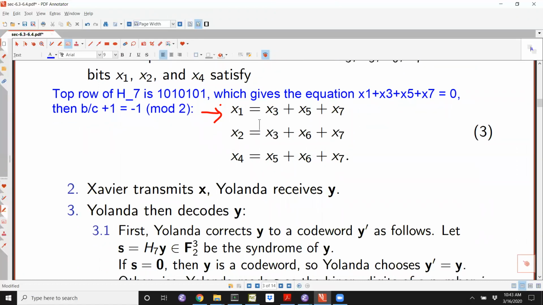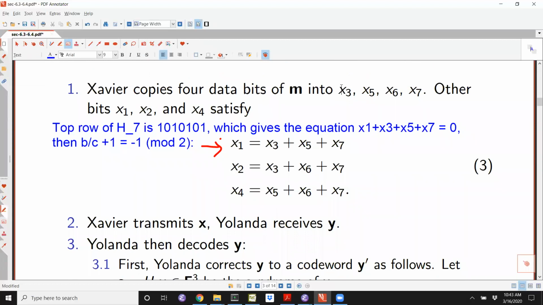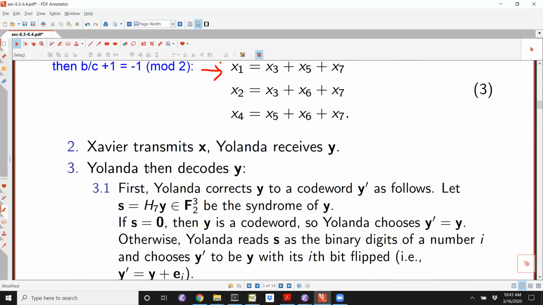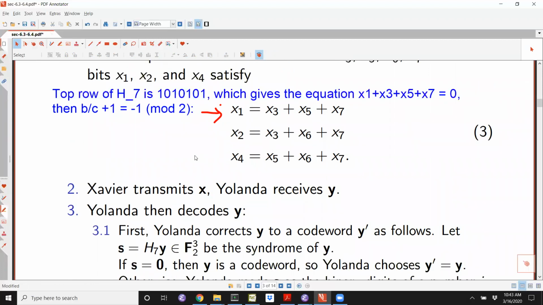In any case, Xavier chooses the bits x3, x5, x6, and x7, and then determines the other bits x1, x2, and x4 by equation. Xavier transmits capital X, which is all 7 bits.